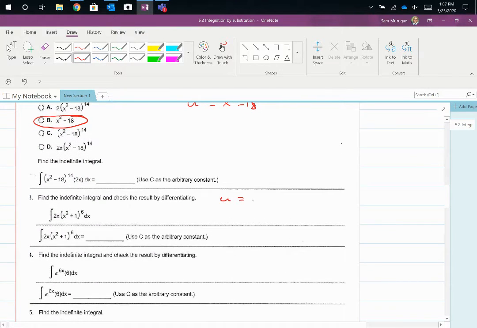Here u is equal to x squared plus 1, so u prime is equal to 2x. Conveniently, the 2x is here already, so we immediately apply the rule to this. This is x squared plus 1 to the 7th power over 7 plus constant.